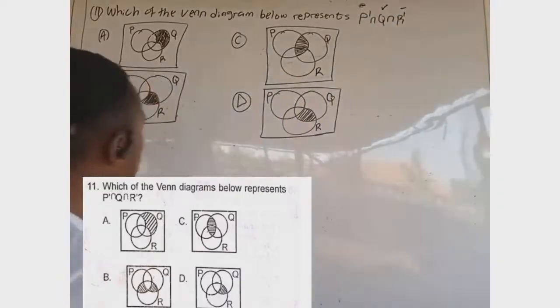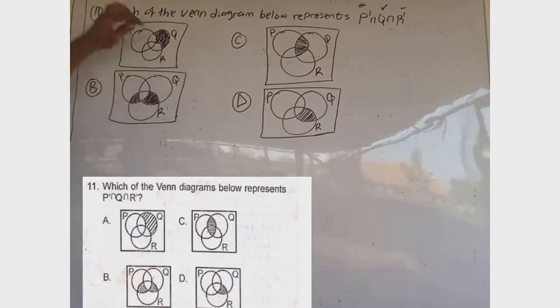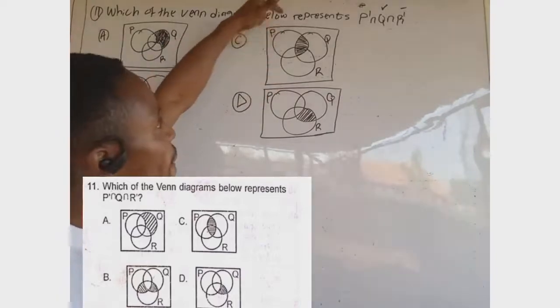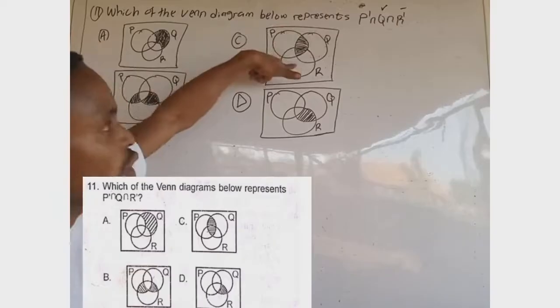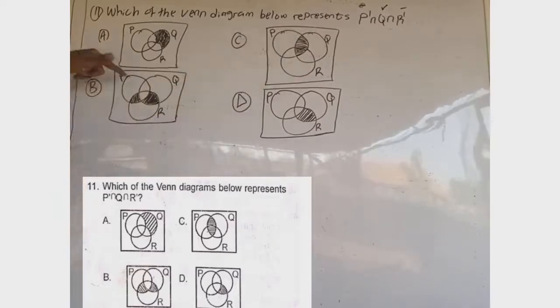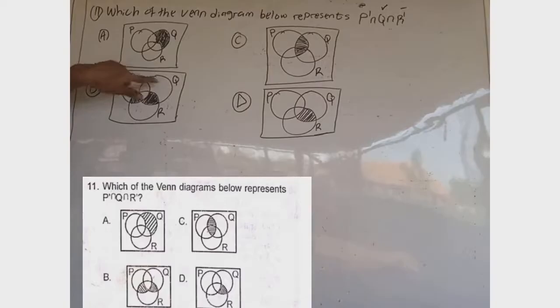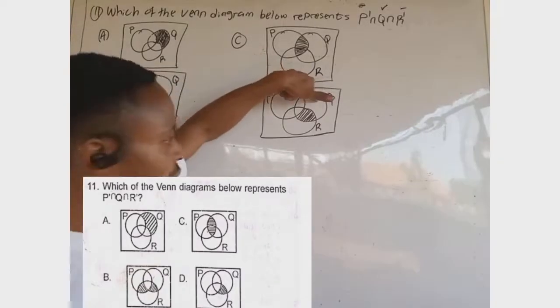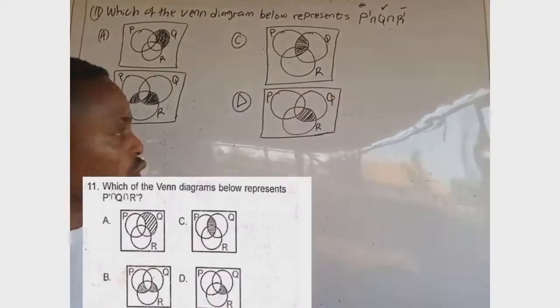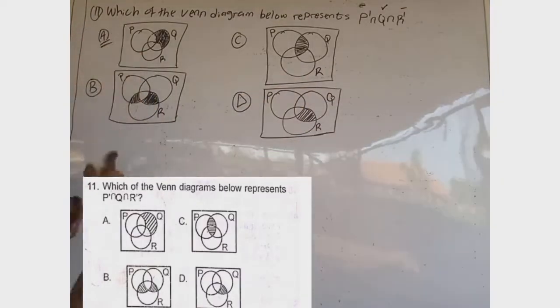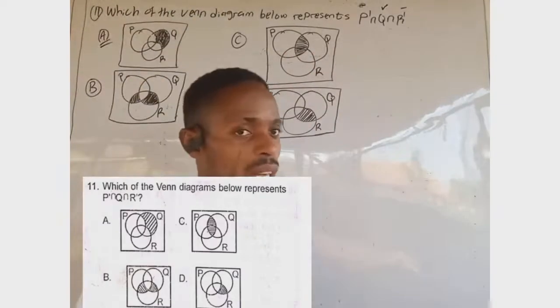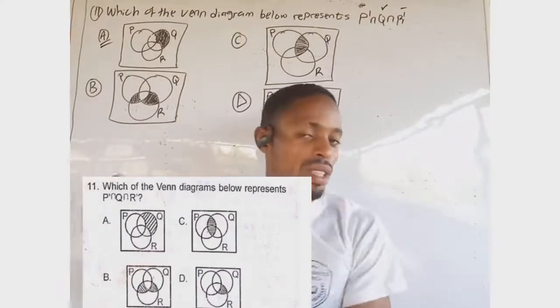Let's compare it to the options we have here. I said P will not be shaded, R will not be shaded, while Q will be shaded. In one option P, Q and R are not shaded, so it is not our option. In another, P is not shaded, Q is not shaded and R is not shaded, so that is not our option either. So our option is A, because P is not shaded, R is not shaded, while Q is shaded. That is the simplest way you can solve this question.